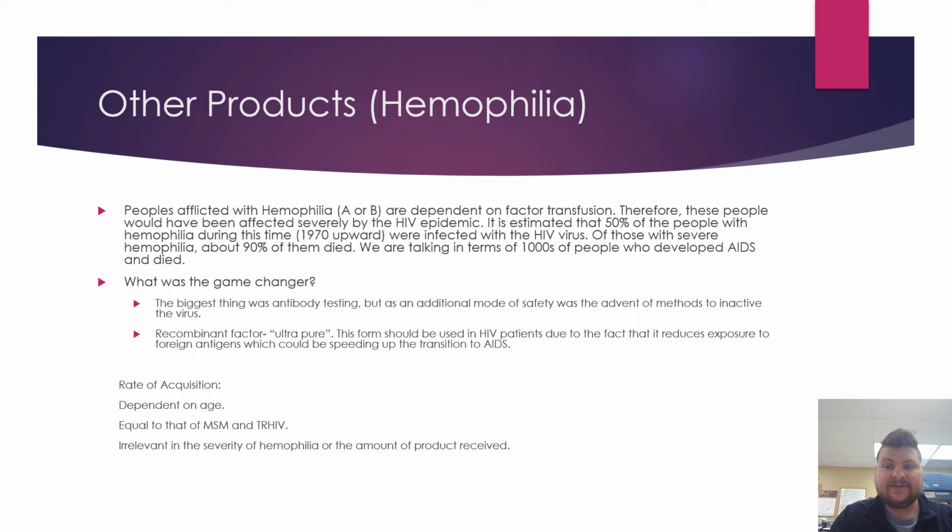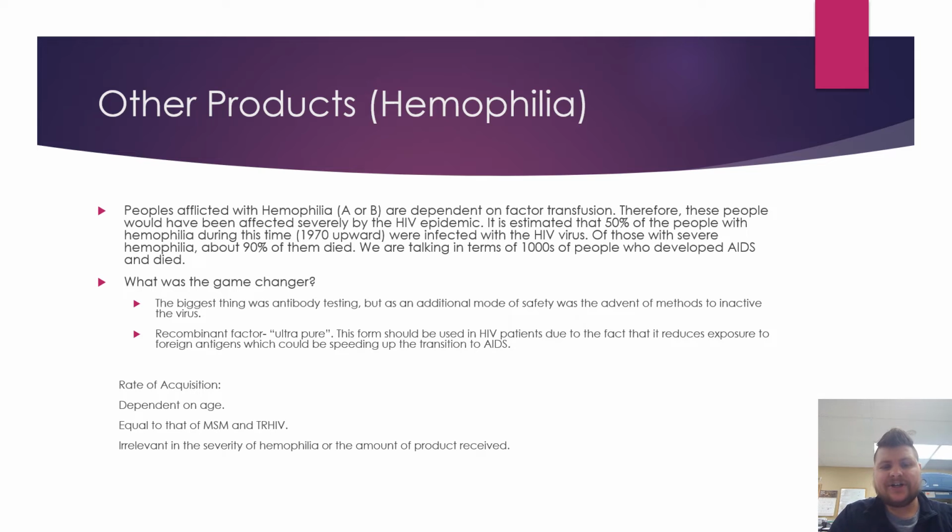It is estimated that 50% of these people with hemophilia during this time, we're looking 1970 upwards, were infected with the HIV virus. Of those with severe hemophilia, about 90% of them died. We're talking in terms of thousands of people who developed AIDS and died. That's a lot of people. Just thinking of these hemophiliacs that died in the millions, or sorry, in the thousands. That's a lot of people.